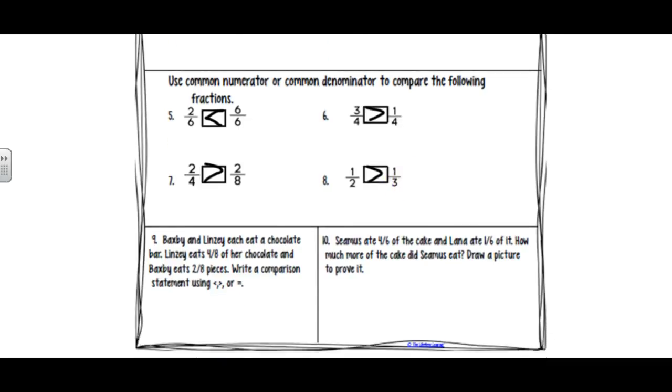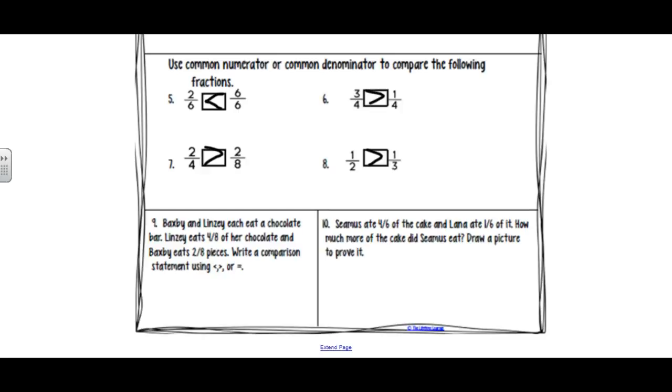Moving on to number 9 and 10, it's a word problem. Number 9 says Baxby and Lindsay each ate a chocolate bar. Lindsay eats 4/8 of her chocolate, and Baxby eats 2/8 pieces. Write a comparison statement using greater than, less than, or equal to. So all that's saying is it wants you to write 4/8, and it wants you to write 2/8, and it wants you to put one of those symbols in between.